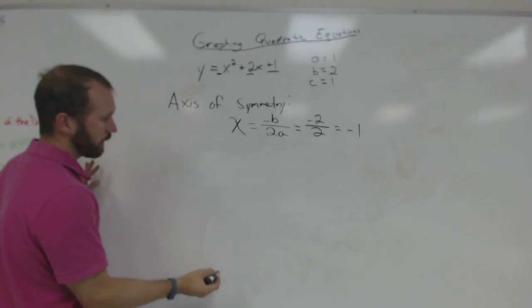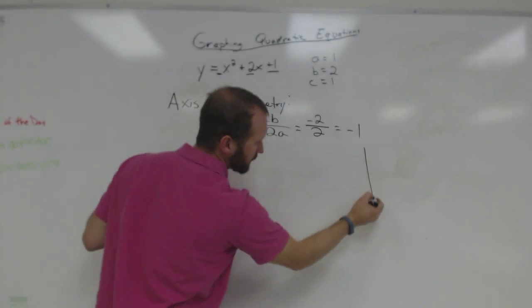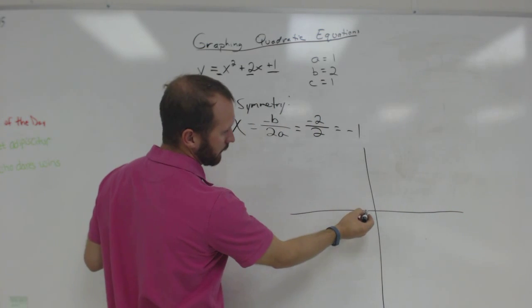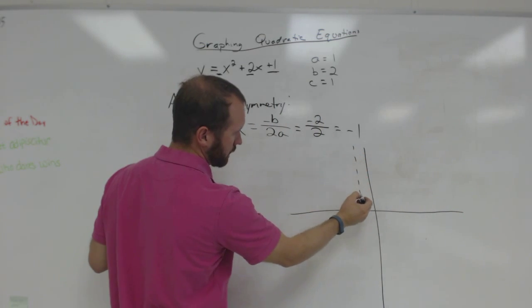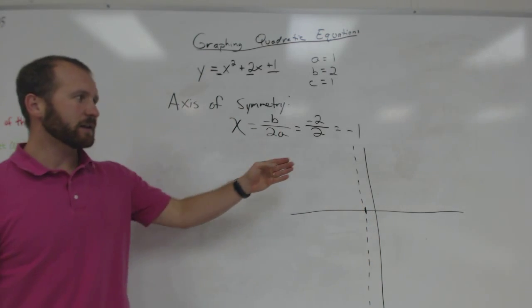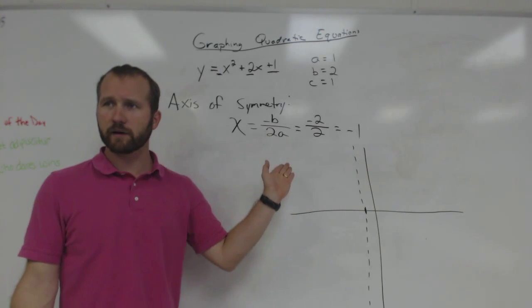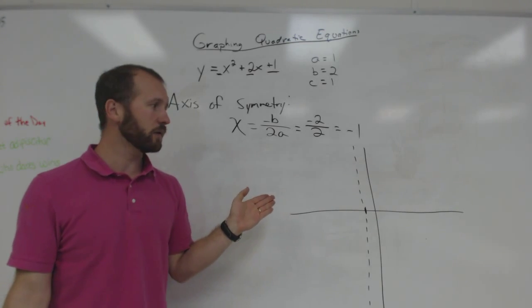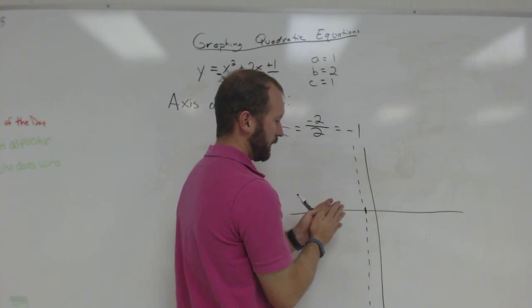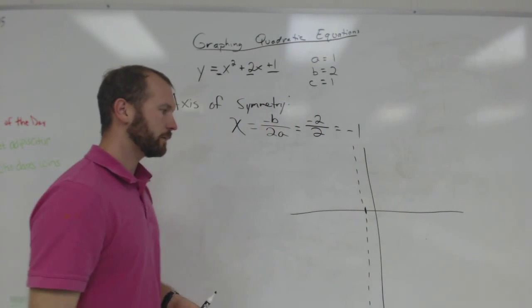negative 1. And we could draw the axis of symmetry on a graph as a dotted line. That would be our axis of symmetry. It's not technically part of the line, right? It's not part of the parabola itself. But it tells us if we were to fold our parabola in half, this is the line that we would fold it on.